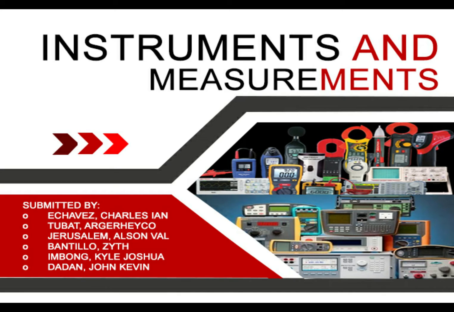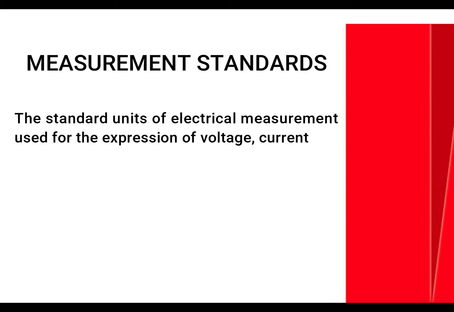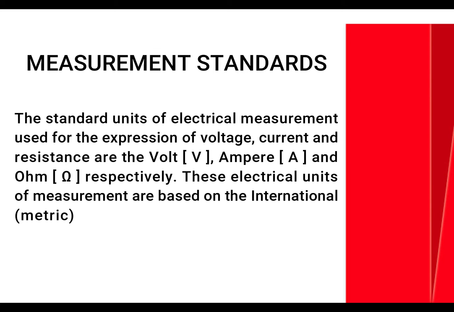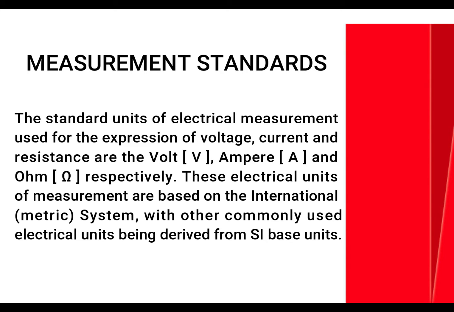Electrical measurements are the methods, devices, and calculations used to measure electrical quantities. Measurement of electrical quantities may be done to measure electrical parameters of a system. The standard units of electrical measurement used for expression of voltage, current, and resistance are the volt, ampere, and ohm, respectively. These electrical units of measurement are based on the International System, also known as the SI system, with other commonly used electrical units being derived from SI-based units.